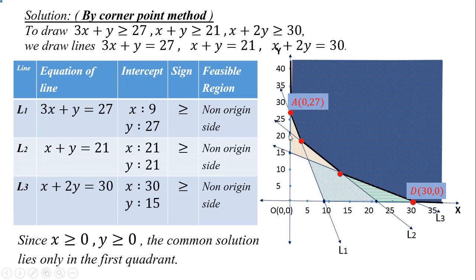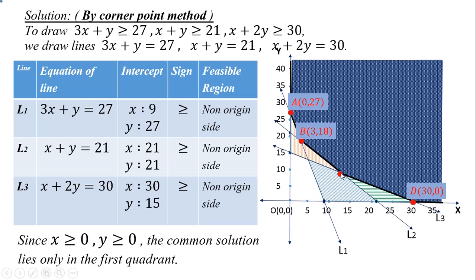We get x coordinate 3, substituting 3 in the equation of this line L2. 3 plus y equal to 21, we get y is equal to 21 minus 3, we get 18. So we get the coordinates of this point B: 3, 18, x coordinate 3, y coordinate 18.